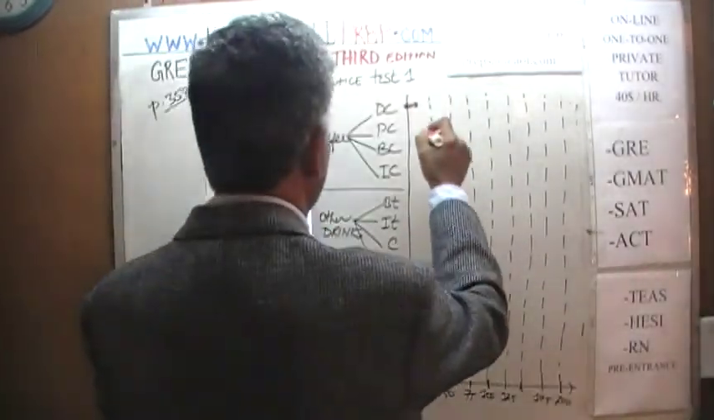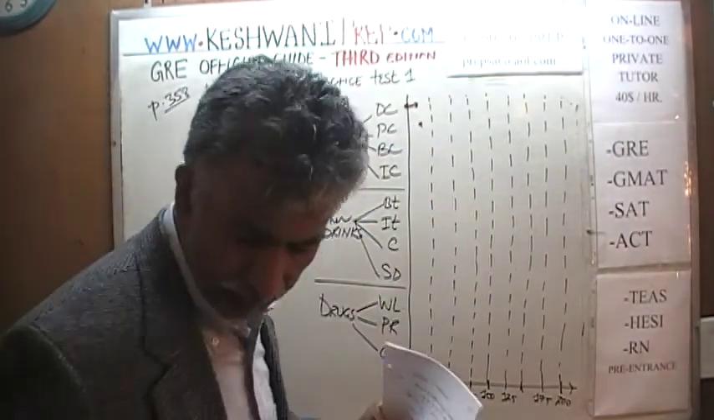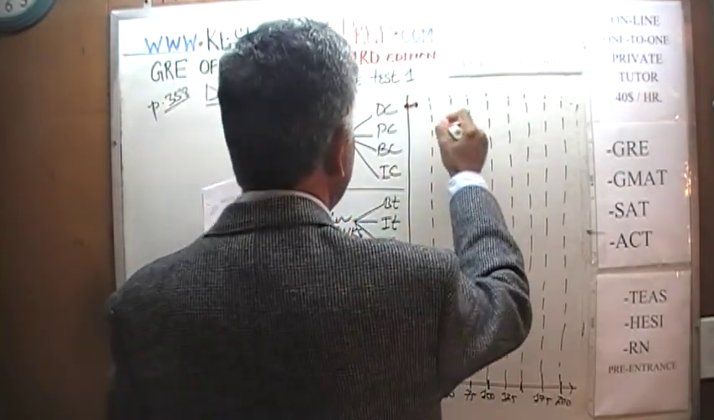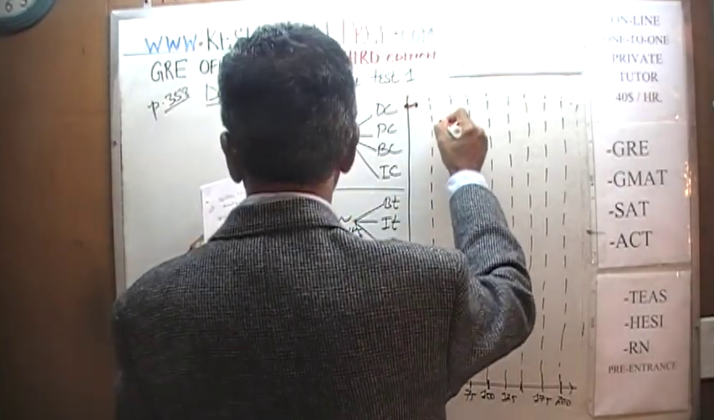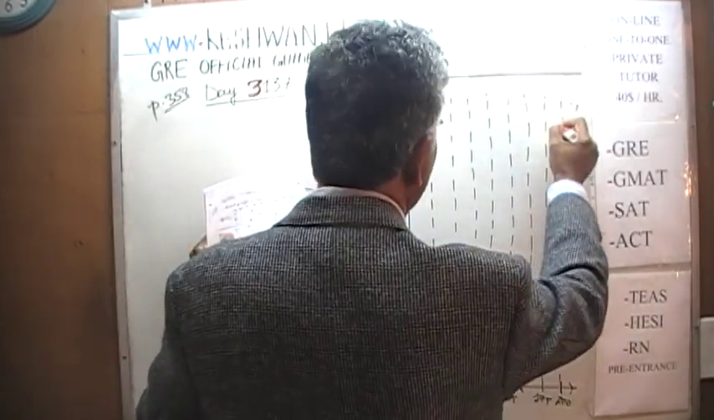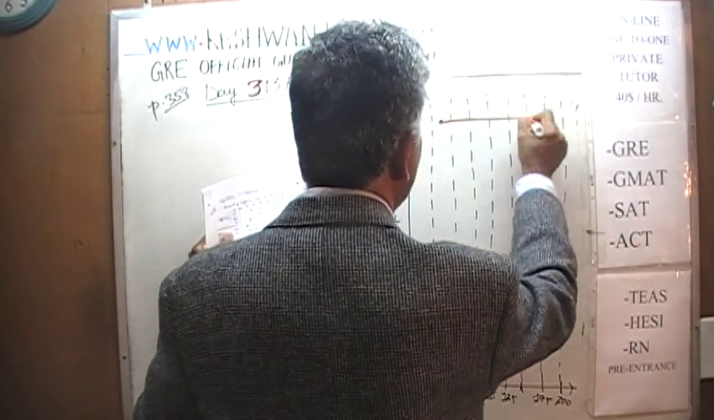The next one, let's keep going. The next one starts somewhere in the middle. Oh, it started between 25 and 50. You see, I almost made a mistake. It starts somewhere between 25 and 50 and goes almost up to 175, which is right here. So it's almost up to there, not quite touching it.